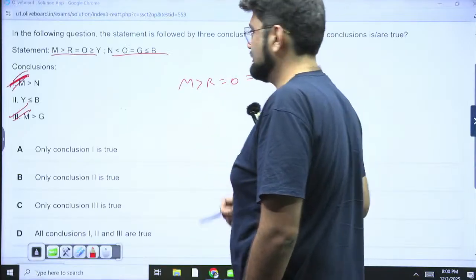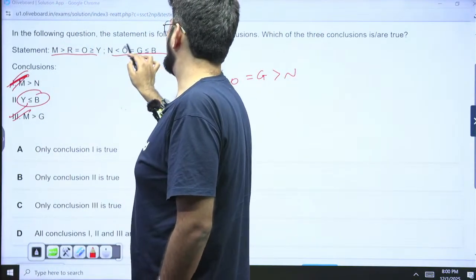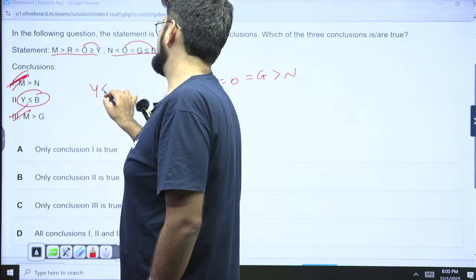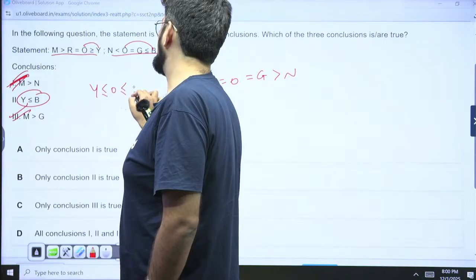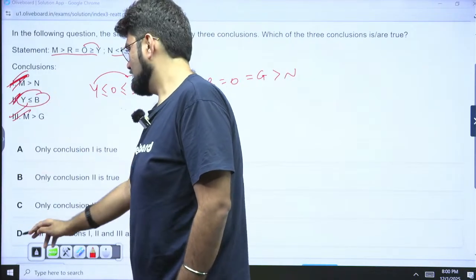Just a moment. Yeah. So both of them are true. Now for y and b, you can connect between O B and O Y. So y is less than or equal to O and O is less than or equal to B. So how about y and b? Y is less than or equal to b is also right. So all three of them follow.